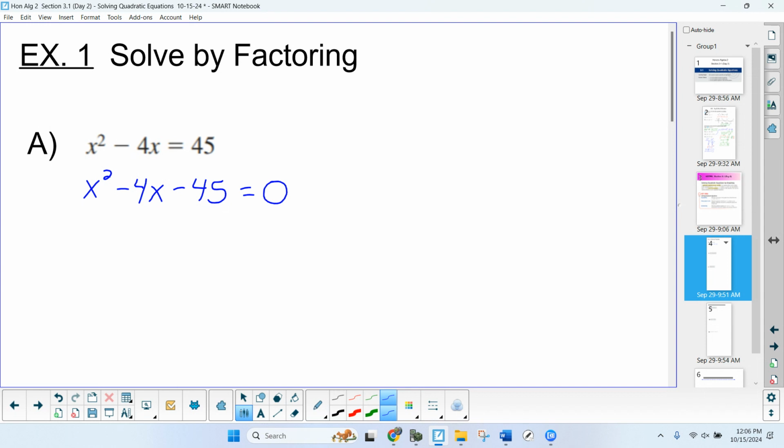Okay, everybody good so far? Now this says solve by factoring. So we're going to look at what you have over here. And Jack, we have a trinomial. When you have a trinomial, you want to ask yourself, is a 1? So you just ask yourself what question? What multiplies to negative 45 and adds to negative 4x? Just negative 4, yeah.